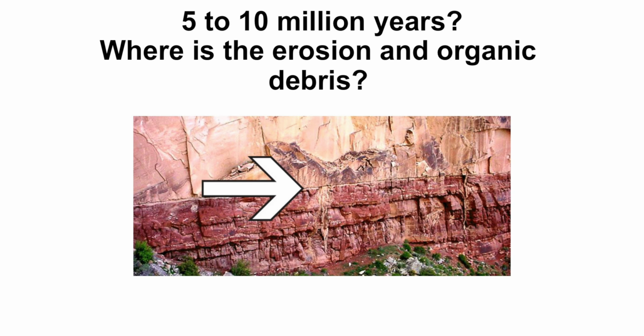Here's a close-up of other layers in the Grand Canyon. There's supposed to be 5 to 10 million years between these two layers. I don't see the erosion. I don't see the organic debris. It's not there, folks. Also, there are these fossils called polystrata fossils, which is a fancy word meaning they're in more than one layer. They're generally tree trunks. So how could a tree fossil have part of it below and part of it in another layer millions of years later?